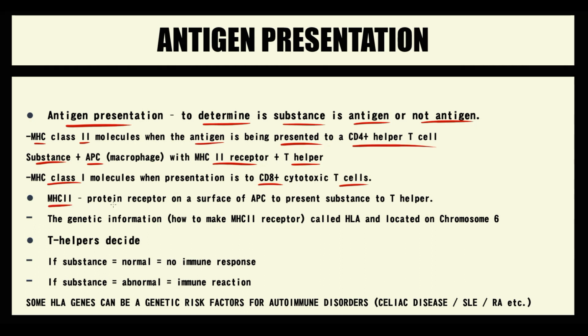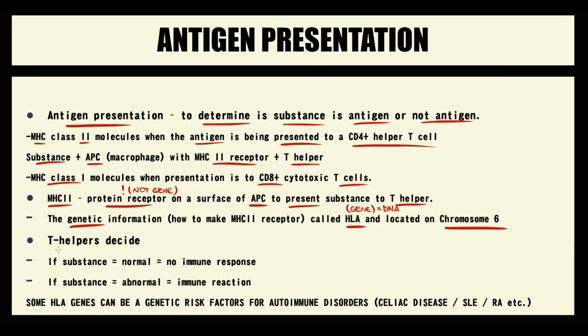MHC II receptor is a protein receptor on the surface of an antigen presenting cell. The most important feature is that MHC II receptor is a protein, not a gene, and the function of this receptor is to present a substance to T helper. But the genetic information on how to make MHC II receptor is called the HLA gene, which means it's nucleotides in the DNA molecule. And this HLA gene is located on chromosome 6. So HLA is basically an instruction on how to make MHC II receptor.